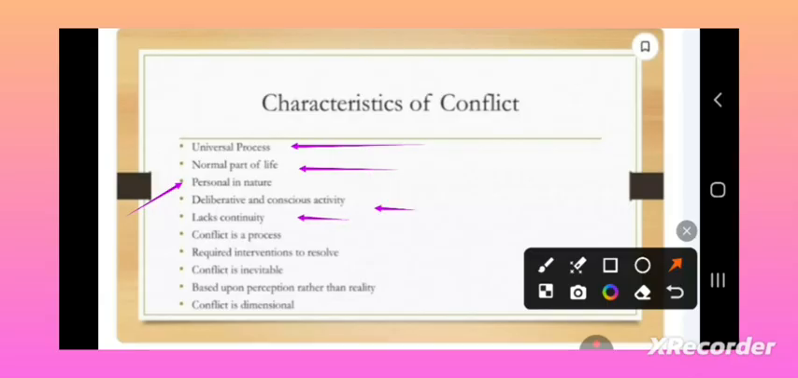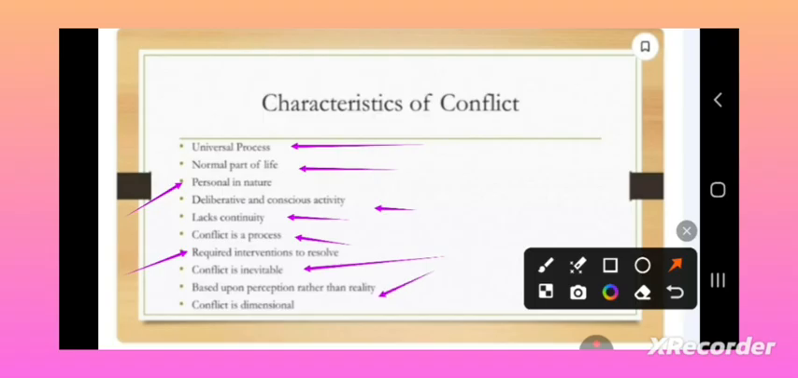It lacks continuity. Conflict is often sporadic, not a continuous state. Conflict is a process; it follows stages and evolves over time. It requires intervention to solve, often needing external or internal effort to reach a conclusion. Conflict is inevitable. It cannot be completely avoided.